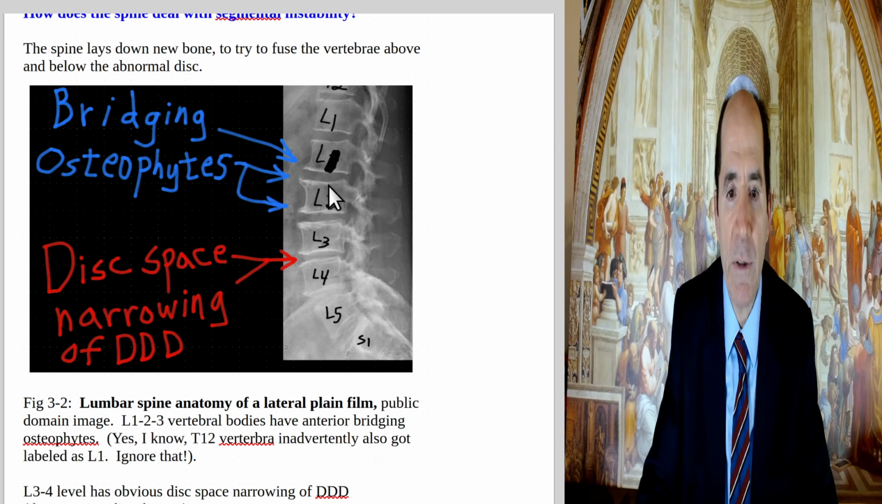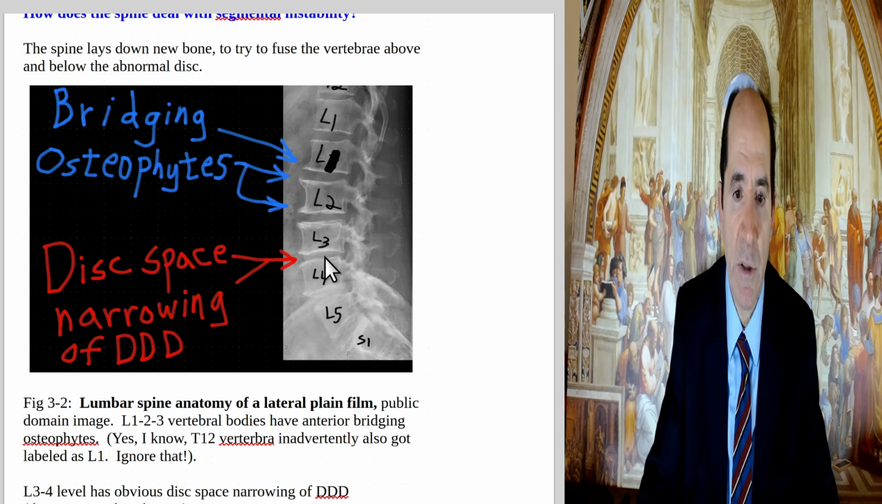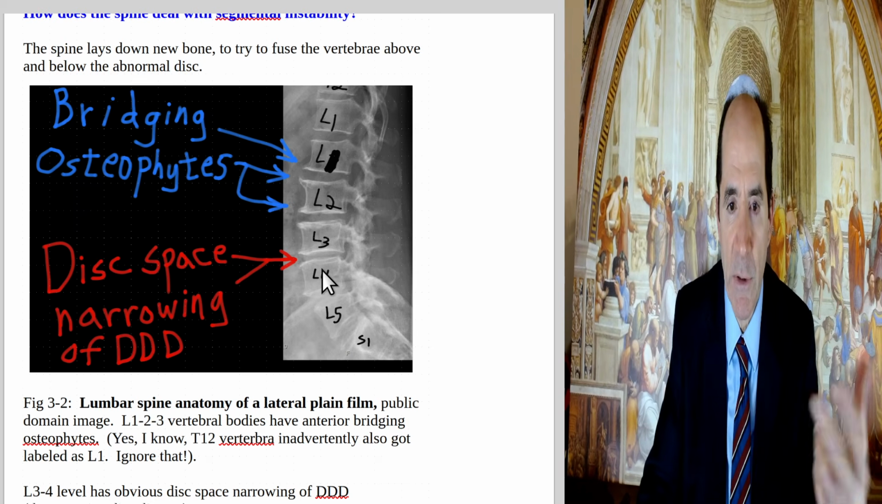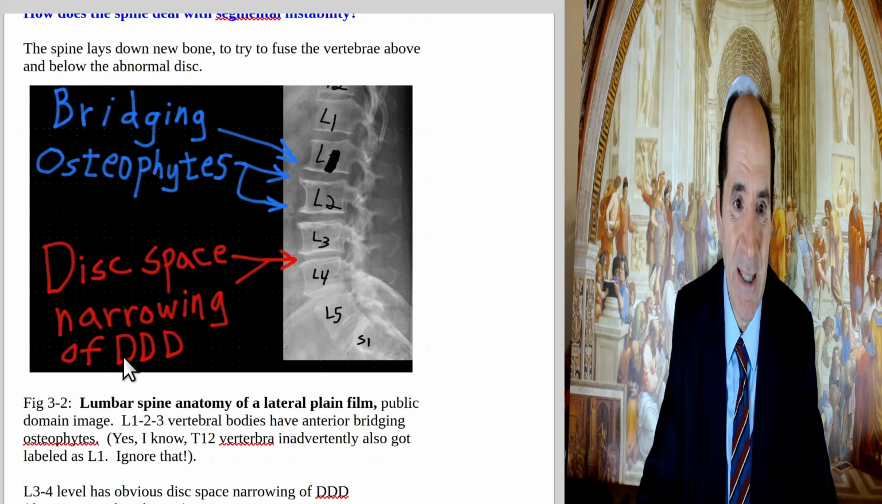Okay, when you get segmental instability, abnormal motion at the level of the disc space, the spine starts forming these osteophytes, these little bone spurs growing out. See how there's no bone spur here, no bone spur here, but there is one here, and they're growing towards each other, okay? This disc is narrowed, and this one will eventually soon start growing bone spurs as well. Narrowing of the disc space is typically due to degenerative disc disease, DDD, okay?